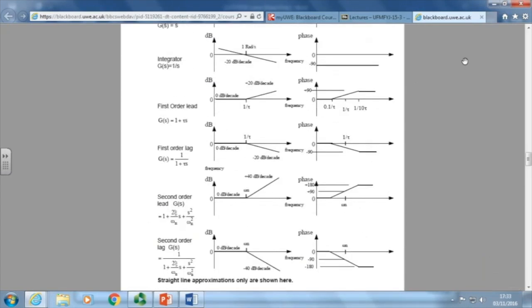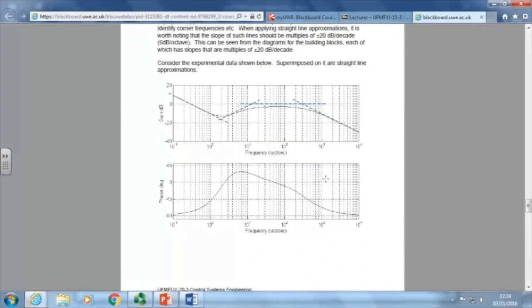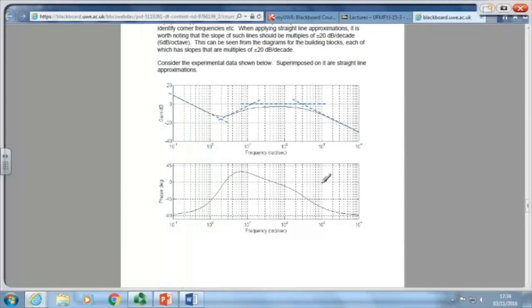Anything in there give us a change of plus 40 decibels? The second order lead. Yeah, this one. This one down here goes from 0 to plus 40. So, I reckon, I have to redo all my scribbles on this. Anybody worked out K yet?